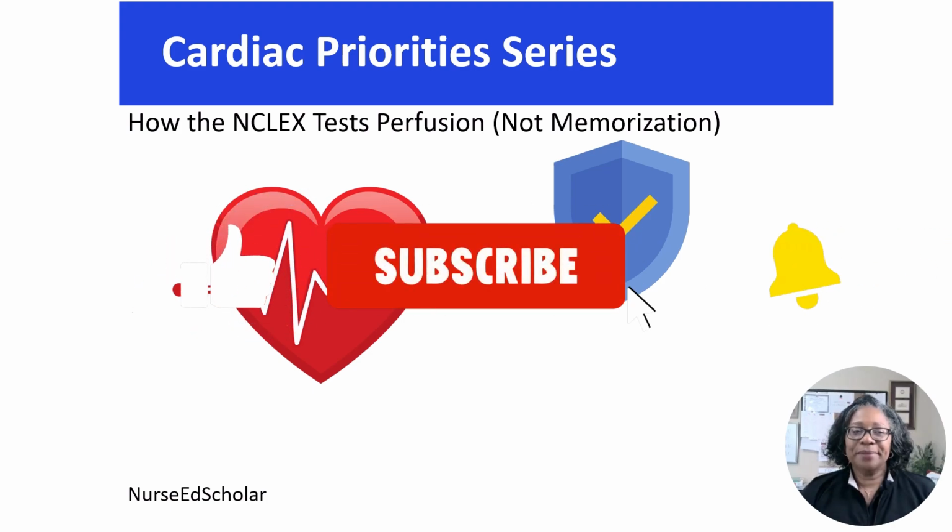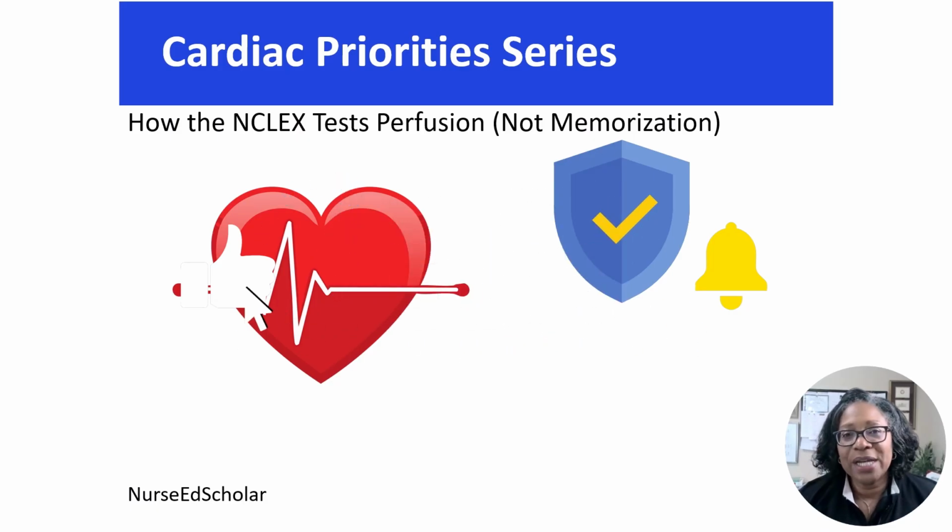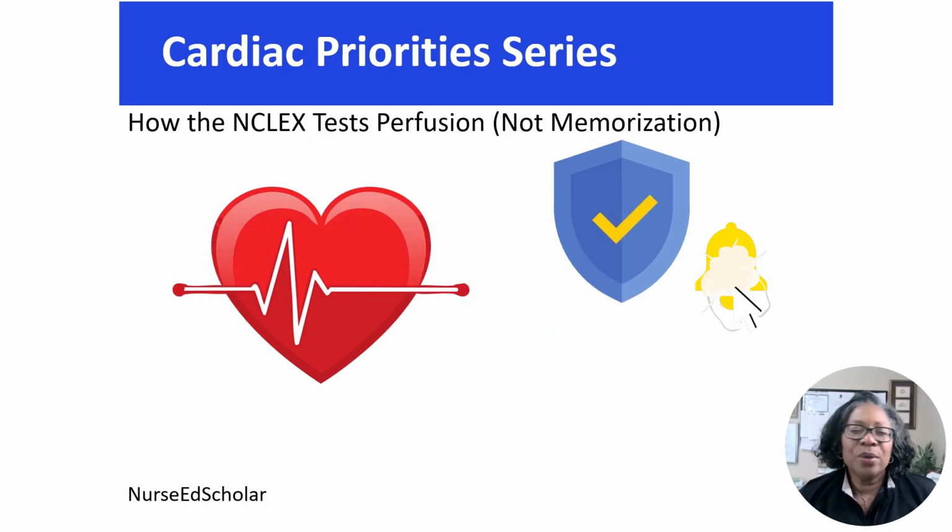Now, I have a question for you. If I gave you a patient with chest pain right now, would you immediately think ST elevation, troponin levels, morphine, MONA? Do I even remember what MONA is? Or would you pause and ask yourself, is this patient stable? Because the NCLEX is not testing whether you can memorize cardiac facts. It's testing whether you can protect perfusion under pressure.